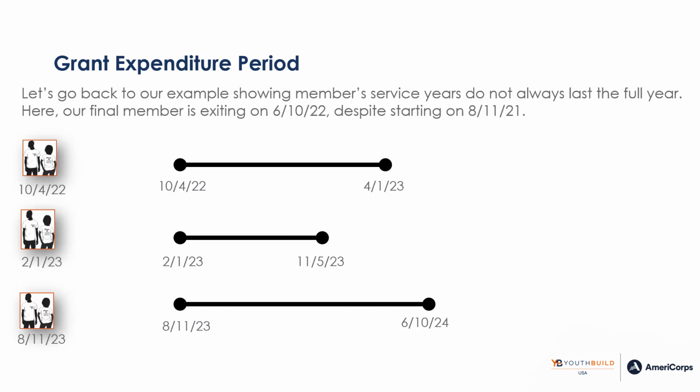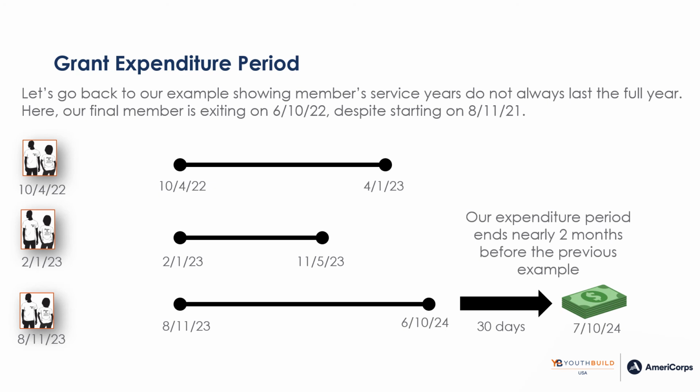So remember how we talked about members exiting early? Well, that would affect their exit date, which in turn affects your expenditure period. Here we can see our August 11th, 2023 members exiting early on June 10th, 2024, a full 2 months earlier than their expected exit date. This means that your expenditure period ends 2 months earlier than if they use their full term, on July 10th, 2024.